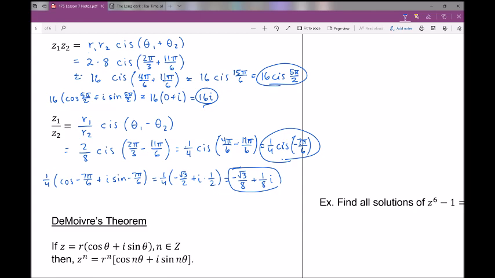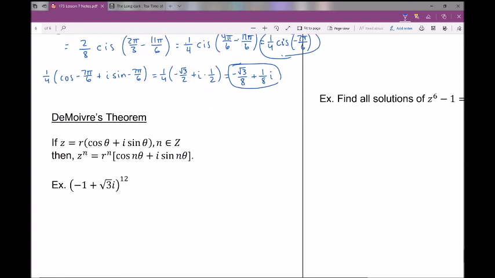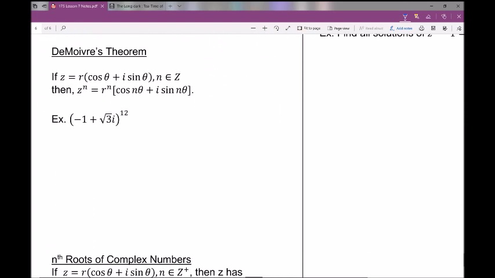Alright, so again, those are just the polar way to multiply and divide complex numbers. So now we want to look at something called De Moivre's theorem, which basically tells us how we can find powers of complex numbers really quickly using the polar form.